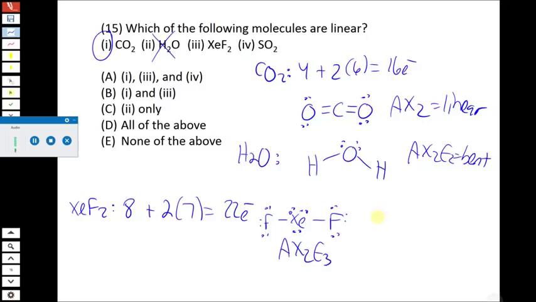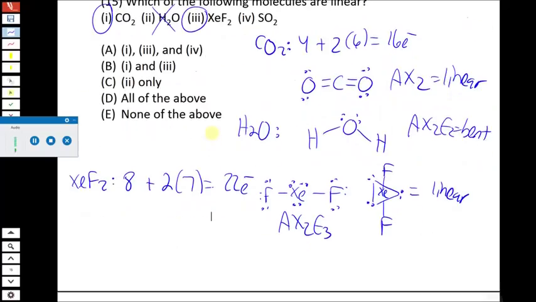So if we have AX2E3, that's going to be 5 electron groups. They're going to be trigonal bipyramidal with xenon in the center. All of the lone pairs go on the triangle for any sort of trigonal bipyramidal arrangement. And that leaves the 2 fluorines at the top and bottom in a linear arrangement. All right, so AX2E3 is also linear, so that's going to be one of our choices.